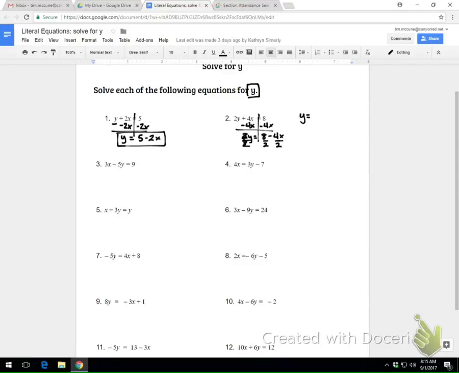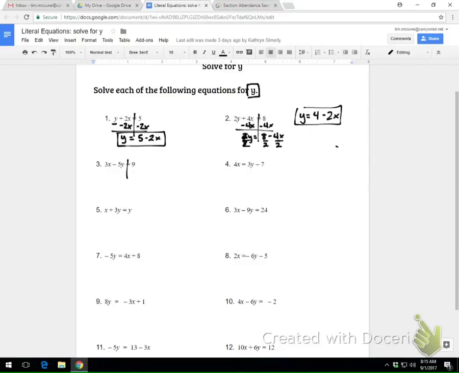Now what's 8 divided by 2? 4. What's negative 4 divided by 2? Negative 2x. And there's your answer. Pretty simple. I mean, you're still doing the same stuff. Now it's just I'm asking for a letter instead of an actual number in the end. So look at number 3.